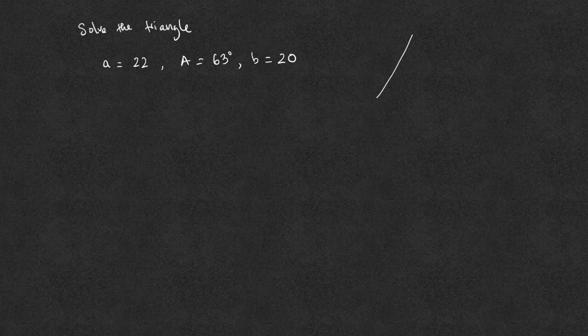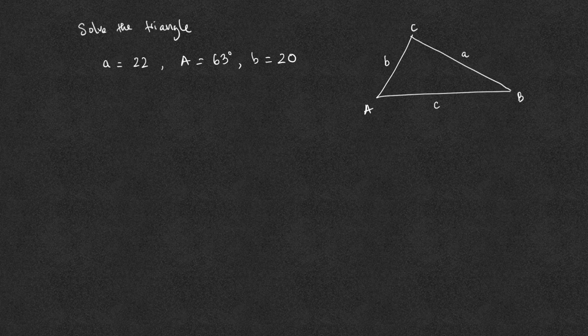Solve the triangle with the given information. We assume that this follows the convention labeling A, B, C, with the side opposite to uppercase A is the lowercase a, the side opposite to capital B is the lowercase b, and the side that is opposite to capital C is lowercase c. We were given that a equals 22, b is 20, and the angle A has a measure of 63 degrees. This is the side, angle, side.